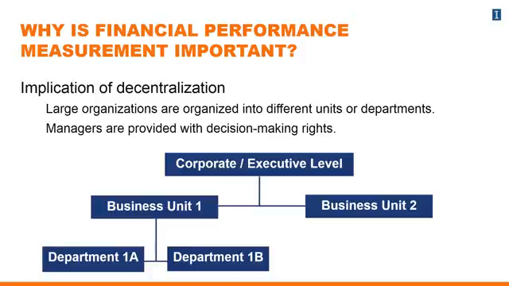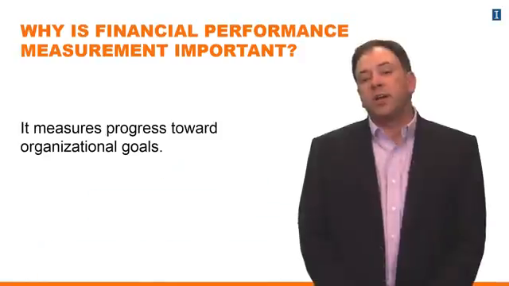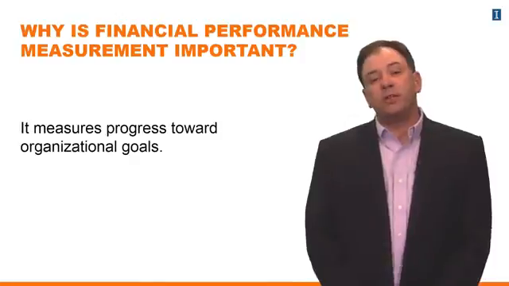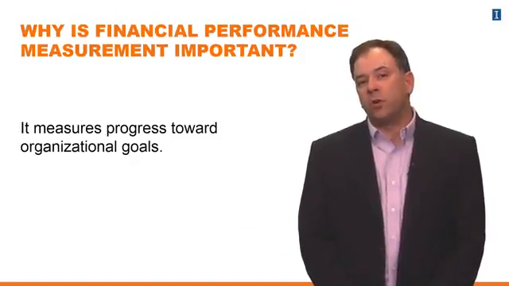Obviously, this is the hierarchy of the firm, and there are managers and employees that work at each of these levels. Financial performance measurement allows us to compare these different departments and business units to each other, as well as other business units that might be acquired or might be disinvested as well. So financial performance measurement tells us the story as far as how well the business units are doing in terms of achieving the organization's goals in terms of profitability. So continuing this discussion, financial performance measurement measures progress towards organizational goals.